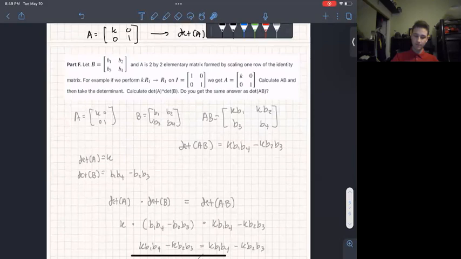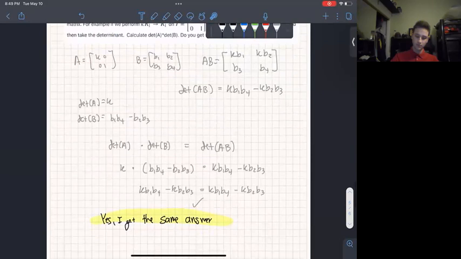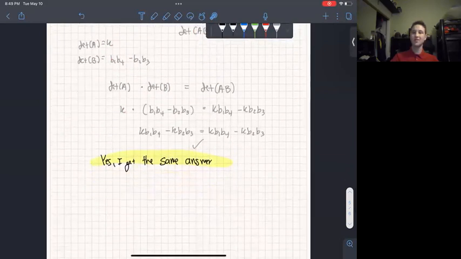And F, A equals K, 0, 0, 1, and then B equals B1, B2, B3, B4. Then AB equals this guy. Finding the determinant of this equals that, K B1 B4 minus K B2 B3. And the determinant of A equals K. The determinant of B, this guy, equals B1 B4 minus B2 B3. Showing that determinant A times determinant B equals det AB is correct. Yes, I do get the same answer.